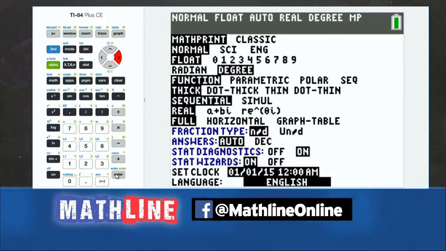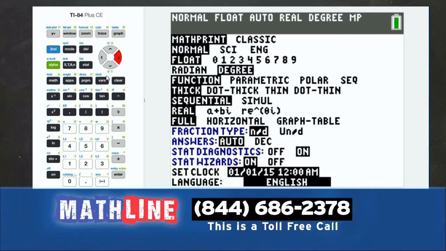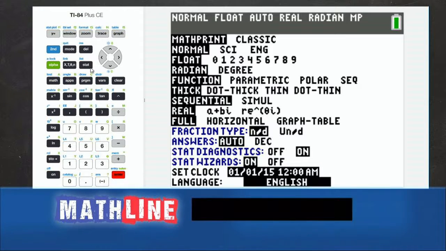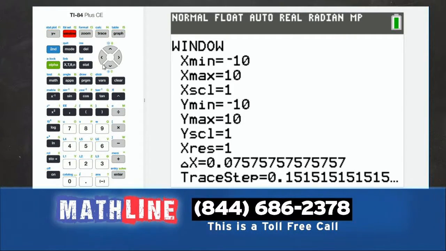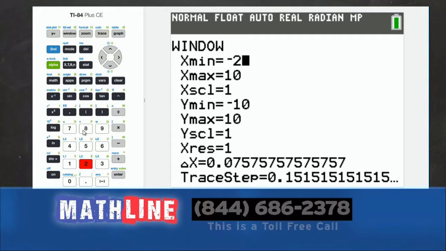Because I'm thinking with the radians, we're going to be going between 0 and 2 pi. Let's do radians, okay? Because I think that's probably what you're looking at. So let's do the radians. And what I'm going to do is go to the window. The minimum here, I'm going to go with negative 2 pi, which comes out to about negative 6.28, roughly.